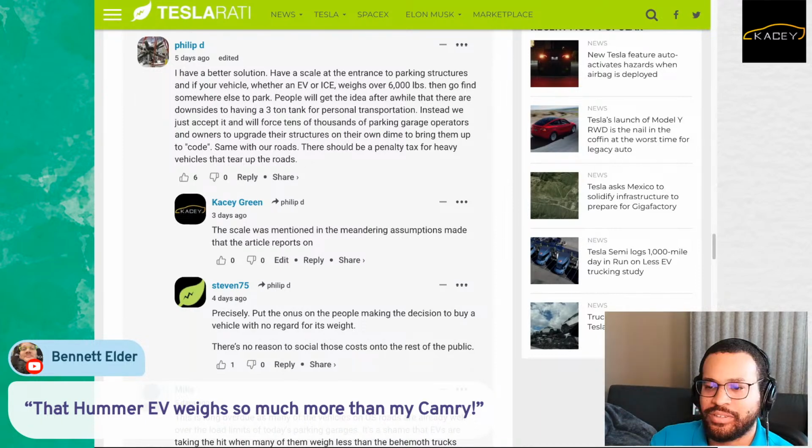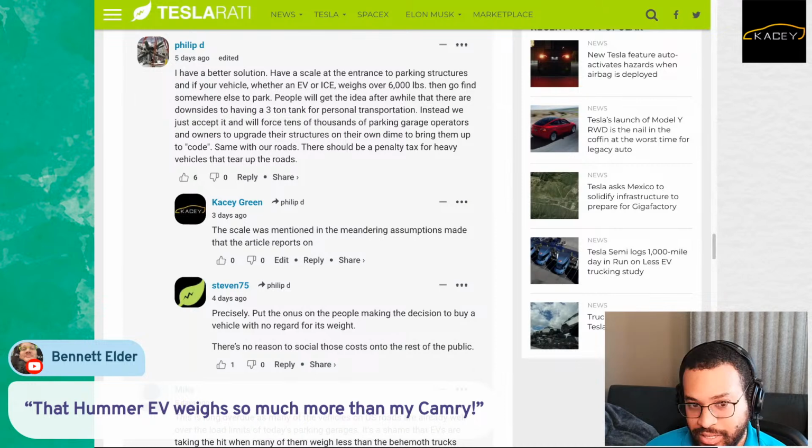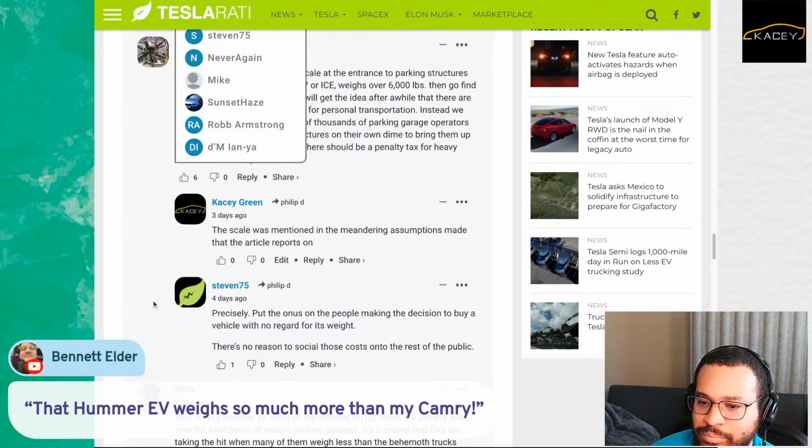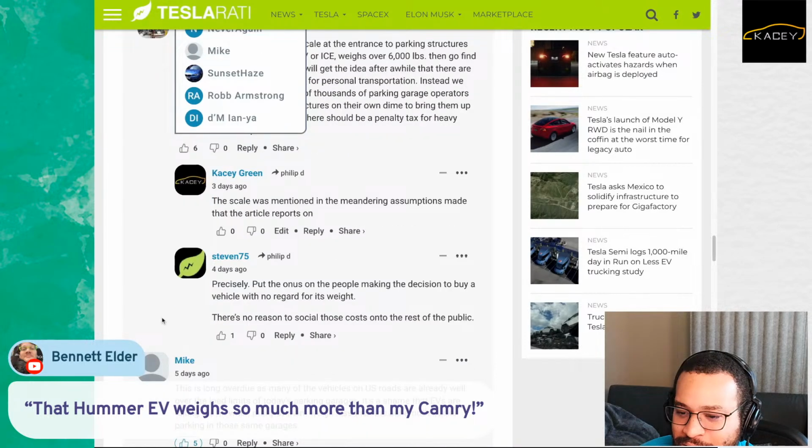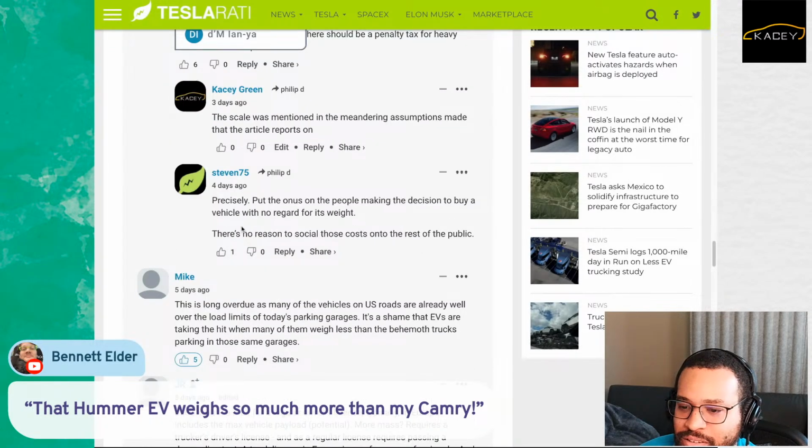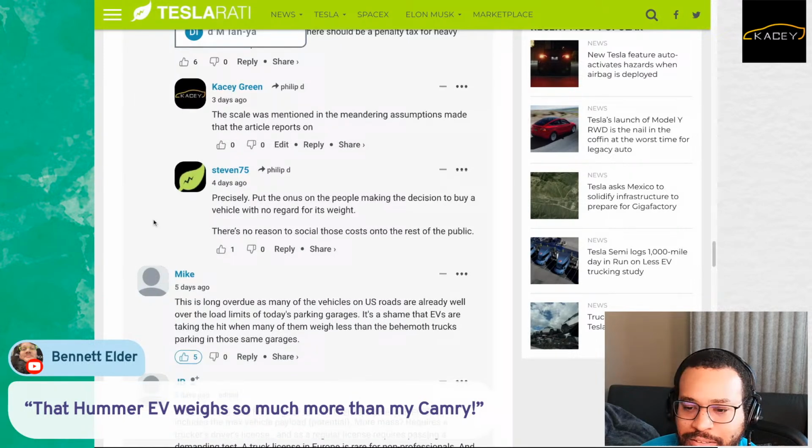If you're about to retire and you're just making your rent on this parking structure, yeah, you're not going to do jack with it. But if the cars are getting heavier, which they have been, you're going to want to invest in your investment so that you can continue to make customers. So it kind of goes either way. My response was the scale was mentioned in the meandering assumptions made in the article. Precisely. Put the onus on people making the decision to buy a vehicle with no regard for its weight. There's no reason to socialize those costs onto the rest of the public.